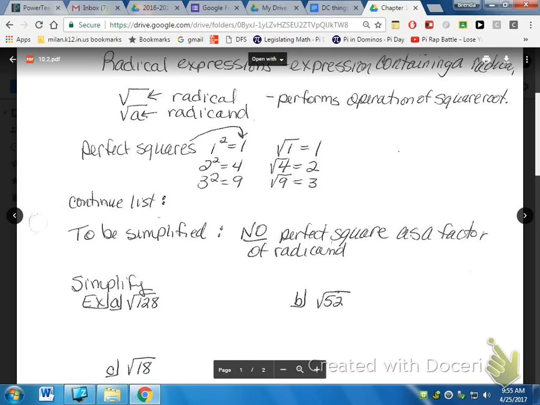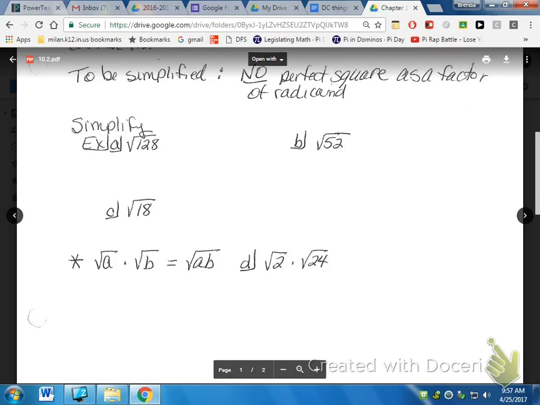So let's see what we're talking about here. You're going to do this, and more than likely a calculator is not going to help you very much at all. Your knowledge of perfect squares needs to be pretty good, and I think it is for most of you, that you know the perfect squares and how you can simplify them out of different values. So let's look at the first example, and you'll see what we're talking about here.